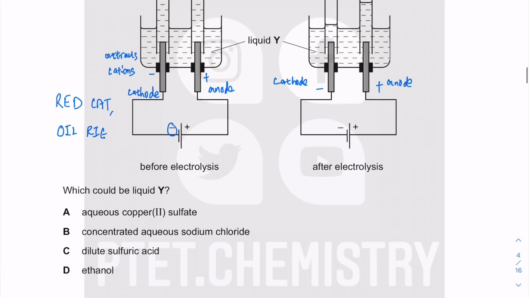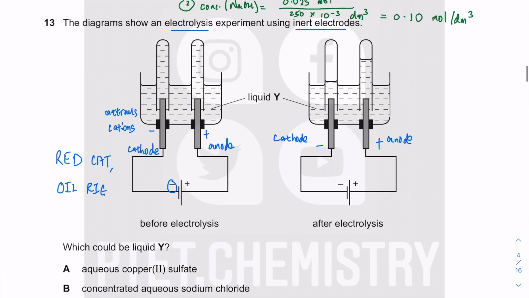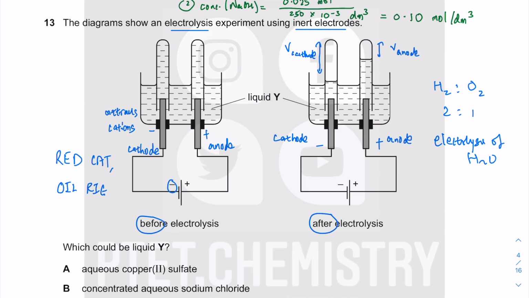Cathode attracts cations. So what could be liquid Y there? So what's happening? This is before, this is after. As you can see, these are volumes. The volume of gas at the anode and the volume of gas at the cathode: the cathode has about double the height because there's about double the volume. So what is happening there? This is very common. H2 to O2 is 2 to 1. This is very common for electrolysis of water, because when water gets split, you get 2 H2 plus 1 O2 in that ratio.